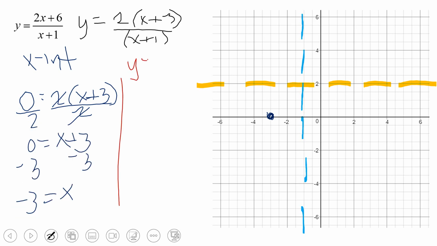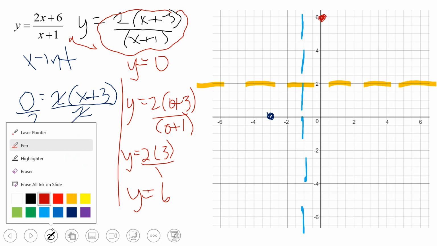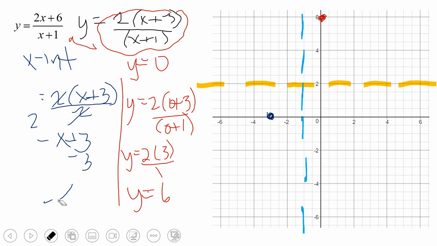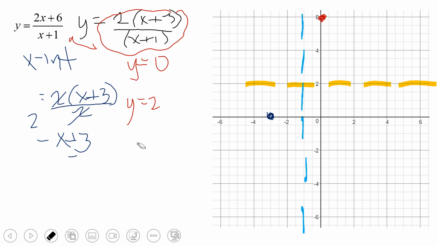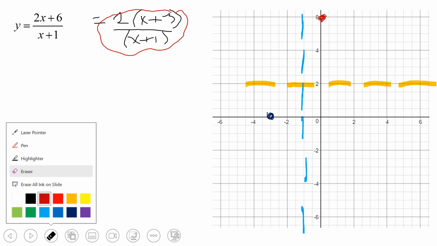Let's identify the y-intercept. For the y-intercept, I'm going to replace all of the x's with 0. I personally think it's easier to use this version of the equation, but you can use the original. So 2 times 0 plus 3 over 0 plus 1. That would be 2 times 3 over 1, which is 6 over 1, which is simply 6. So I'm going to go way up here. Now, in order for us to accurately sketch a rough graph of this rational function, we need to have 2 points to the left and the right of every vertical asymptote. So I'm going to move forward in making my little chart here.